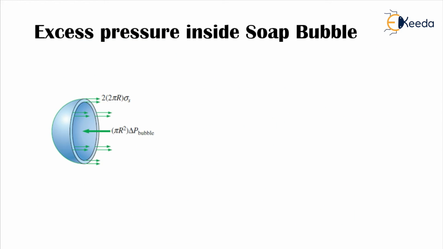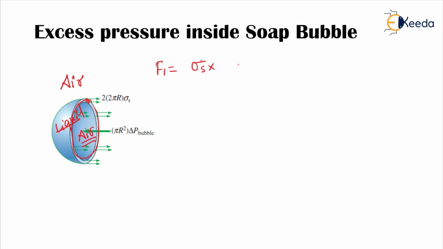Now moving on to the excess pressure inside the soap bubble. If you see here, there are two surfaces. Here it is air, this is liquid, and inside also there is air. So in that case there will be two surfaces in contact. Again, like the previous case, we can balance both the forces. The force F1 was due to surface tension, so sigma s multiplied by the length. What is the length? Length is again the circumference.